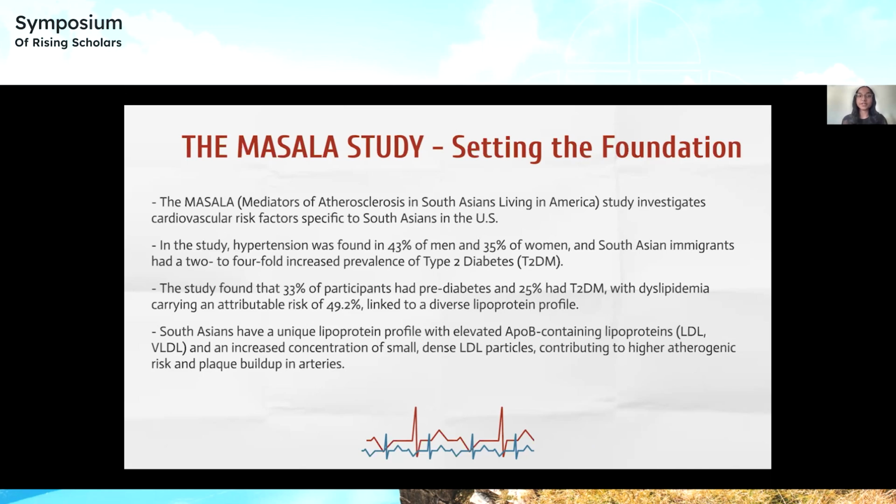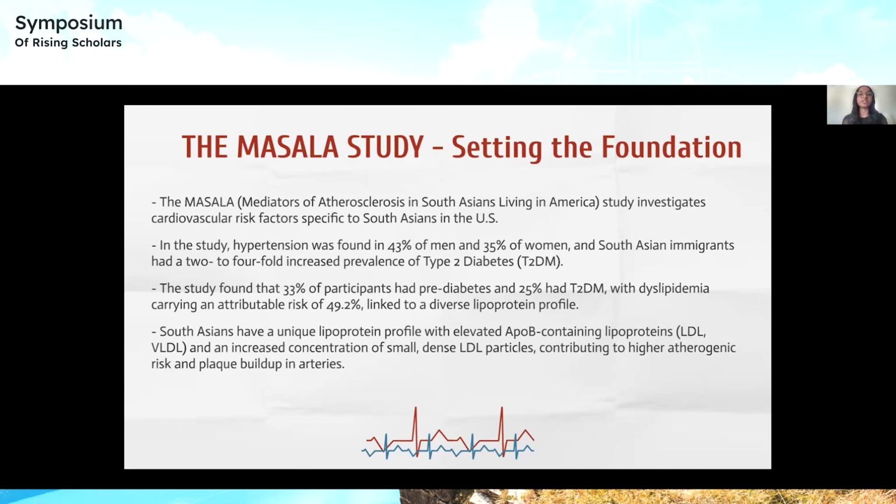So the MASALA study, or the Mediators of Atherosclerosis in South Asians Living in America, is an extremely massive study with scientists from all over the world, and it investigates cardiovascular risk factors specific to South Asians in the US. They found a lot of different statistics, but I highlighted two of them here on the screen, and hypertension is one of them, and it was found in 43% of men and 35% of women.